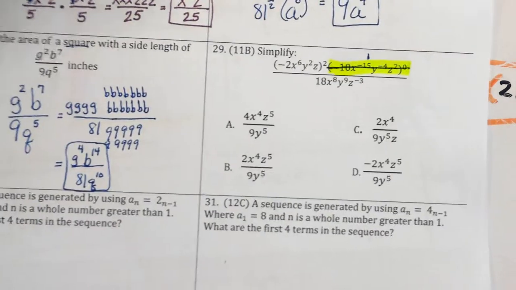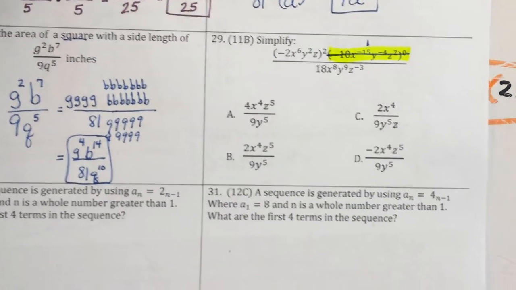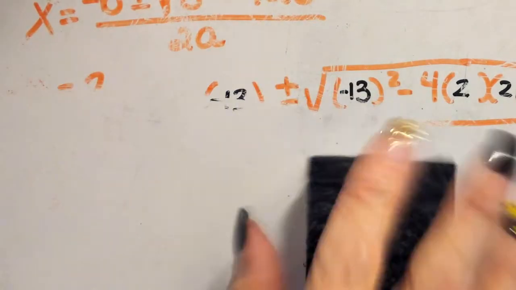Okay, now, because I didn't leave you much room, I'm going to actually move over here. Oops. And I'm going to do it right here. So I've got -2.